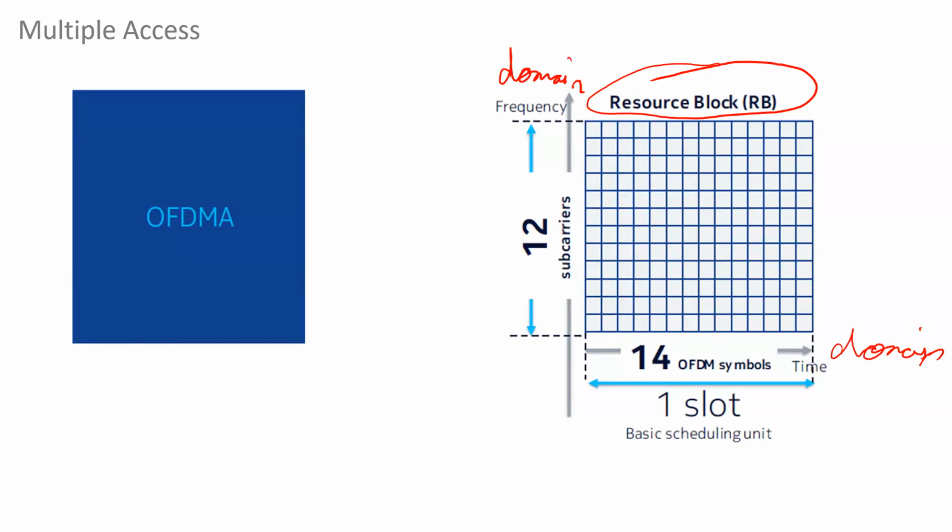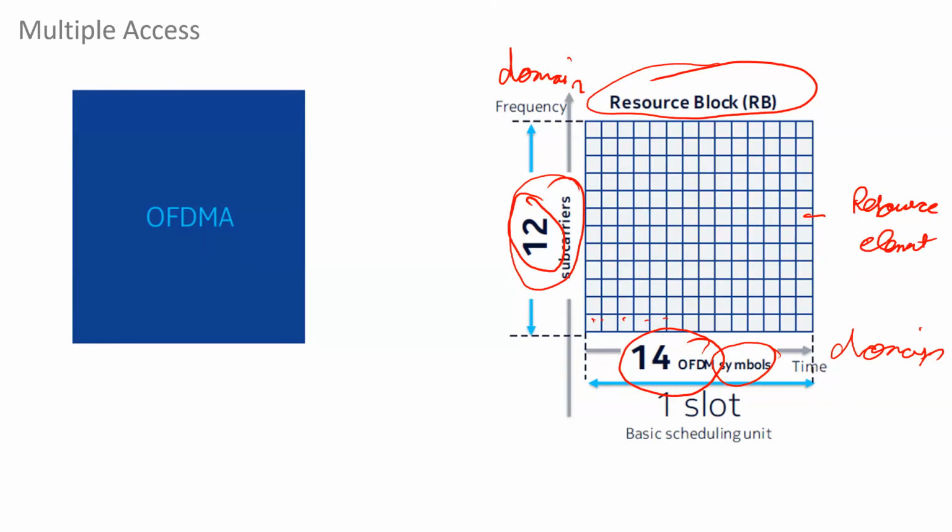So a PRB is composed of 12 subcarriers in the frequency domain, and it comprises 14 symbols in the time domain. So the lowest unit in the frequency domain is the subcarrier, and the lowest unit in the time domain is the symbol. Just remember for the moment that in the frequency domain we have subcarriers, in the time domain we have symbols, and these small boxes, these small squares, are called resource elements.